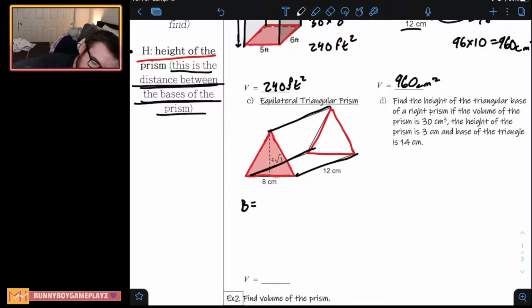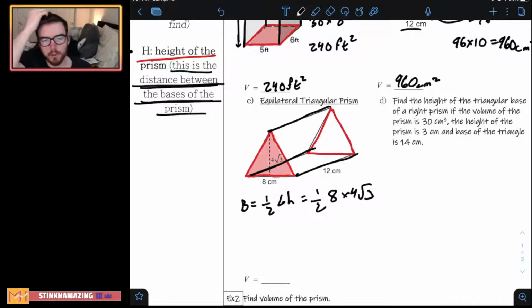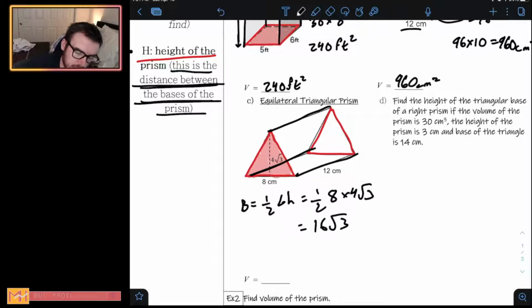So the area of the base is, again, 1/2 base times height for a triangle. So that's going to be 1/2 times 8 times 4 root 3. Don't let the 4 root 3 mess with you. Just leave it alone for now, okay? So half of 8 is 4. 4 times 4 is 16. So 16 root 3. Don't plug that into a calculator. Why do you want to write a decimal down? Just leave it as 16 root 3, okay?